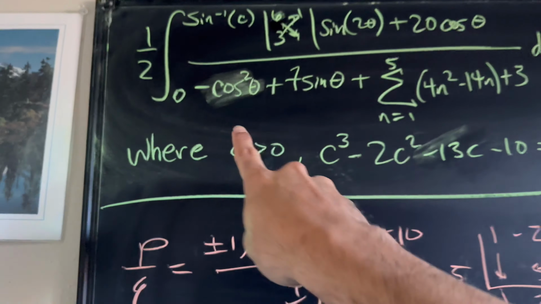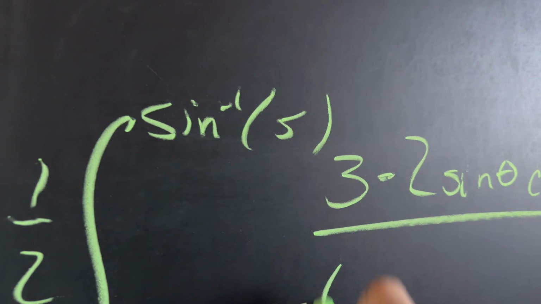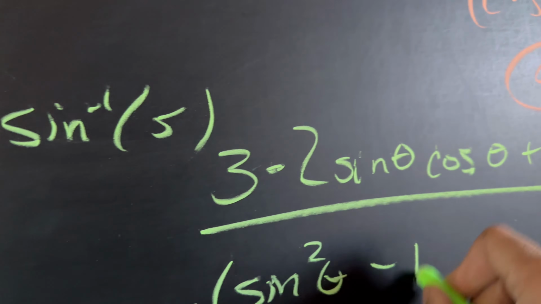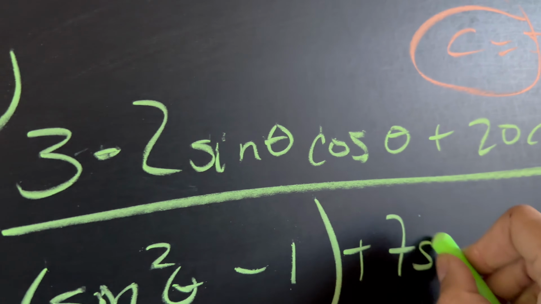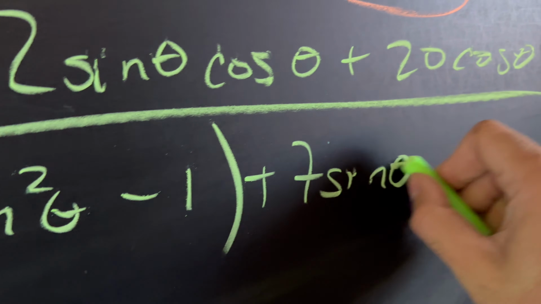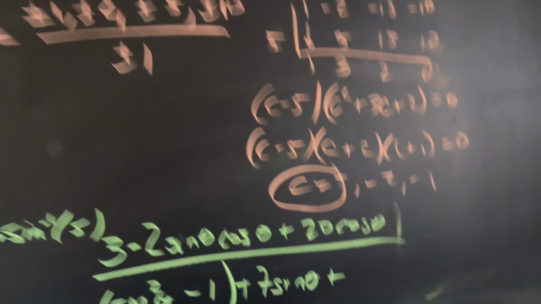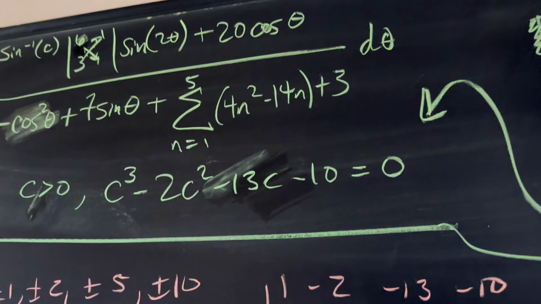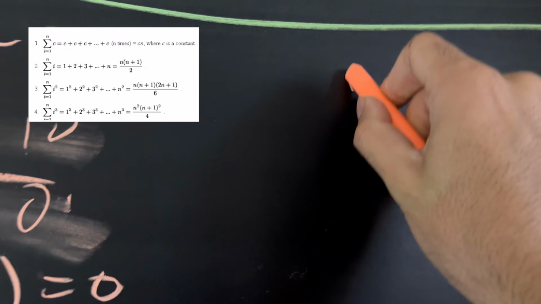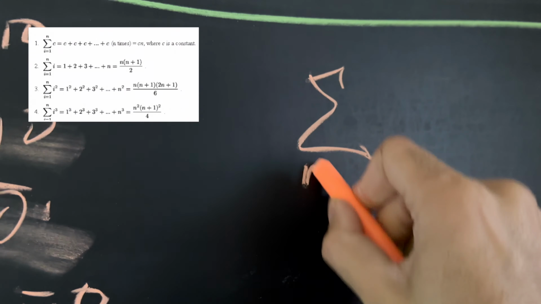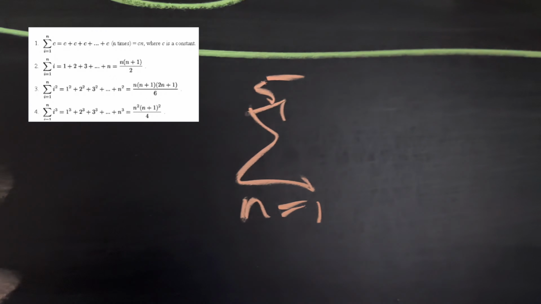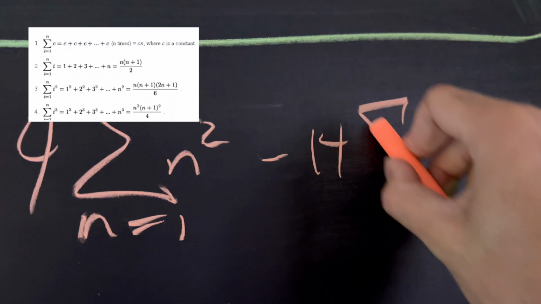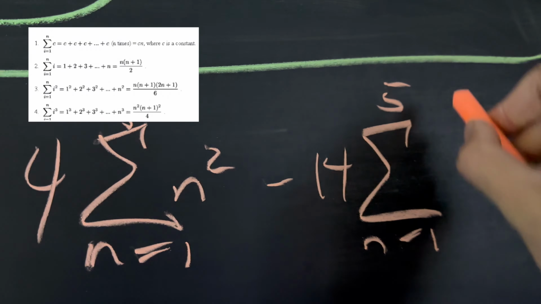Okay, so this negative cosine squared, I'm going to have a negative, and then I'm going to put sine squared minus 1, and then just continue. Plus 7 sine theta plus, and then this entire summation. So let's just go ahead and start taking care of those things. Well, we have a simple summation that we can go ahead and separate. We have the summation from n is equal to 1 to 5 of 2 values. We have 4n squared minus 14, the summation from n is equal to 1 to 5 of n.